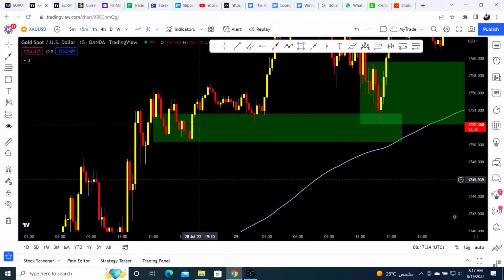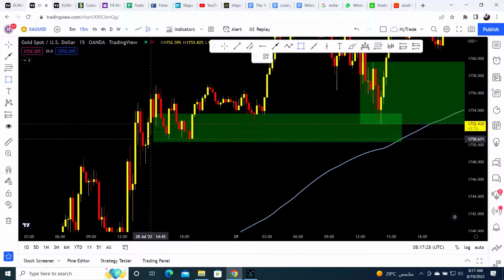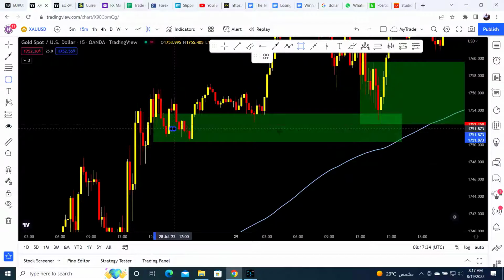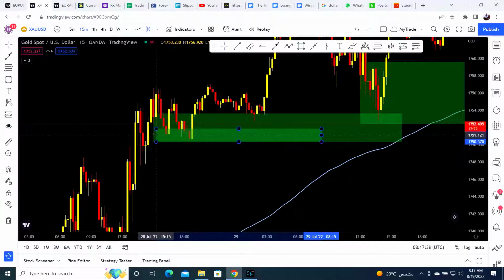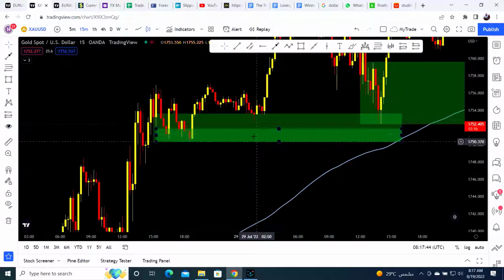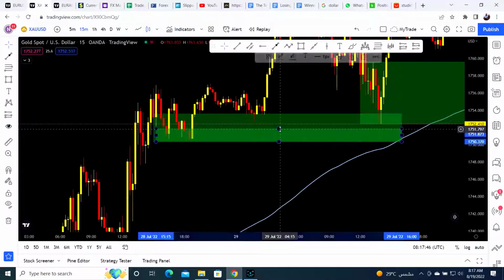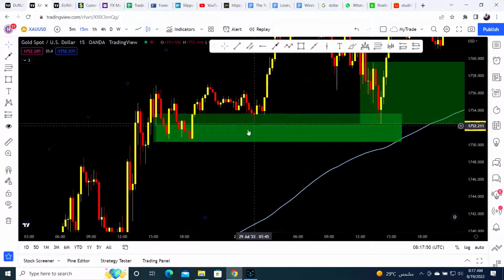Then let's come to this level. I think the candle we used would probably be something like this. Let me extend this. Then wait, let's see. This was the first bullish candle, so I think we'll pick this one instead. All right.